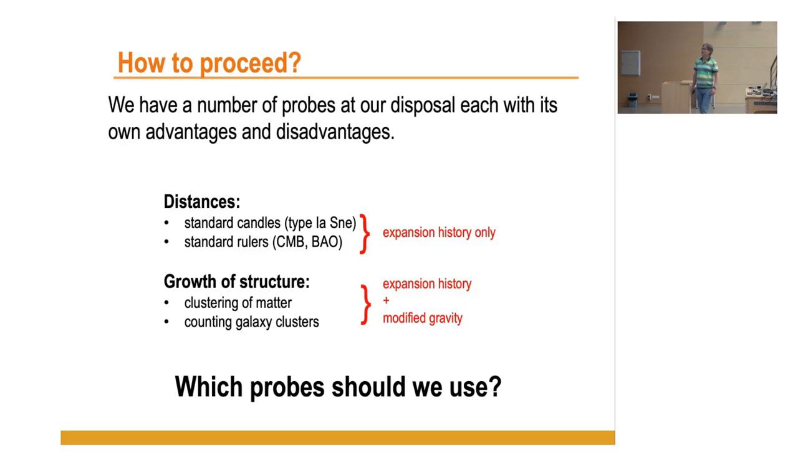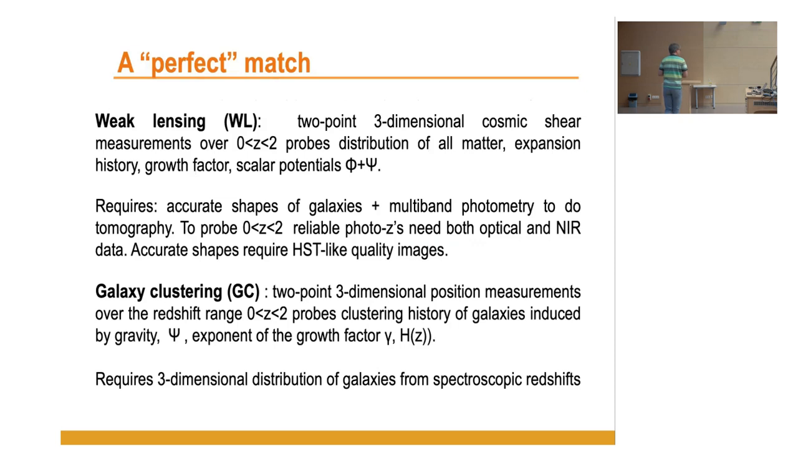And it turns out, because Euclid, for instance, does both, that's a perfect match. Because remember what I said about modified gravity, that it would be particularly good to have a relativistic probe and a non-relativistic one. Well, galaxy clustering is non-relativistic, whereas gravitational lensing is a relativistic effect. It's the bending of light as predicted by general relativity. So lensing measures the sum of these potentials, whereas galaxy clustering only measures one of them.